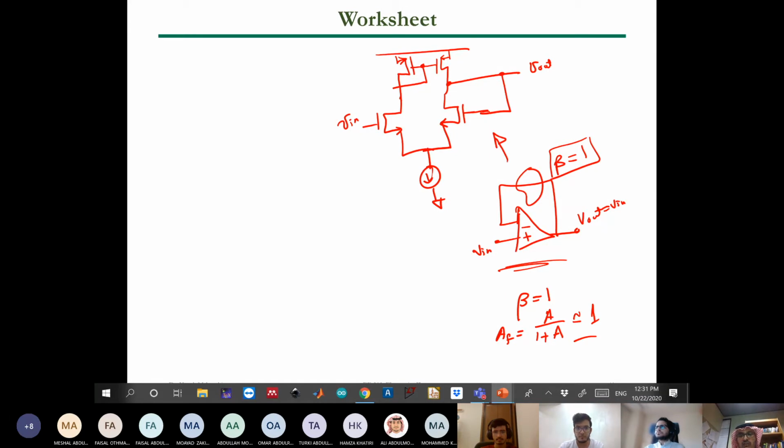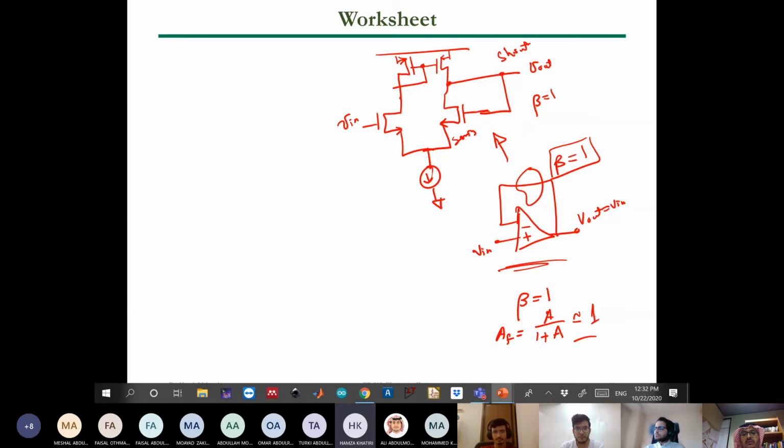This is a feedback system. You have beta connected equal to 1. So what is the topology of this feedback? What do you think? Series shunt. Series shunt, exactly. So we are doing it in series at the input and the output is shunt. At the end of the day, this is nothing but a buffer. So you are making the buffer in the same way, but it is an internal circuit.